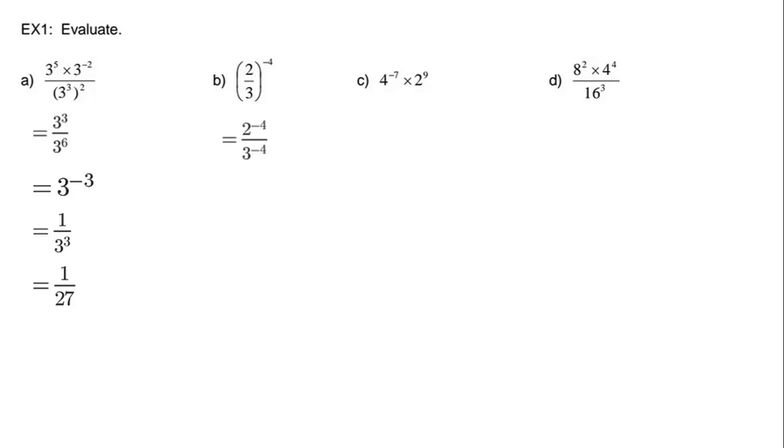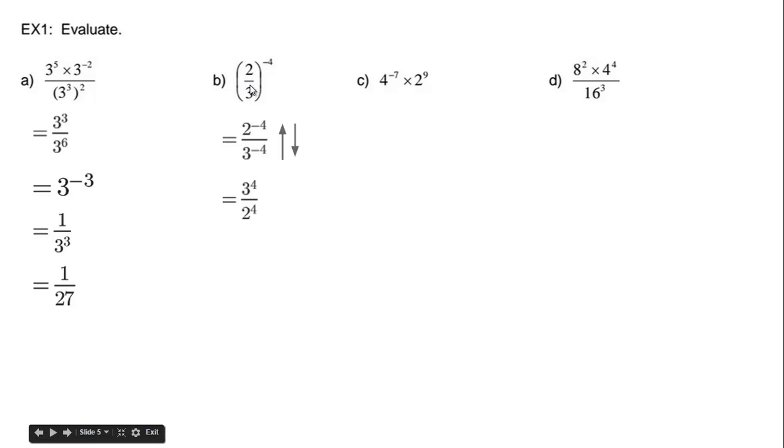For the second one, we can bring the negative 4 in. You can also flip the fraction here. We'll see that in a second. 2 to the power negative 4, 3 to the power negative 4. We slide the negative exponents. If they're in the denominator, we slide them to the numerator. And if they're in the numerator, we slide them to the denominator. It makes them positive exponents, easier to deal with.